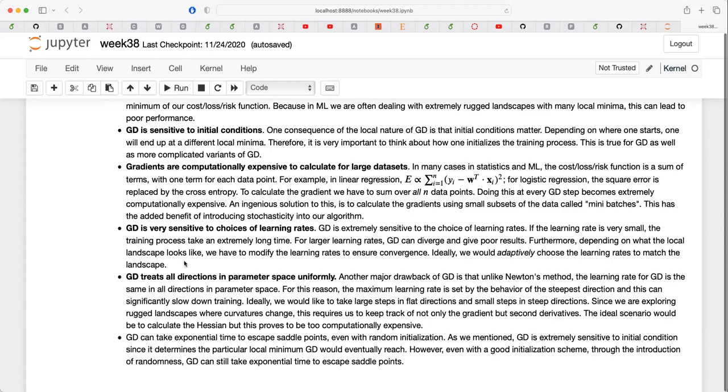Some of them may actually converge faster than the other ones, but with a uniform value for this learning rate, the parameter space is treated in a uniform way when it comes to the directions in space.